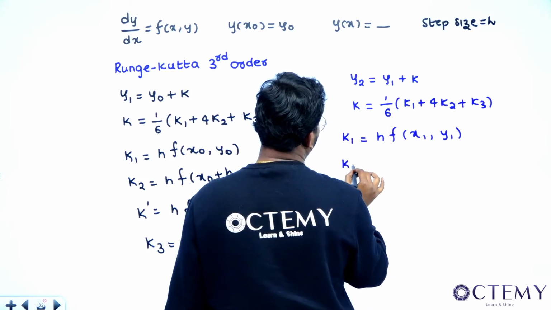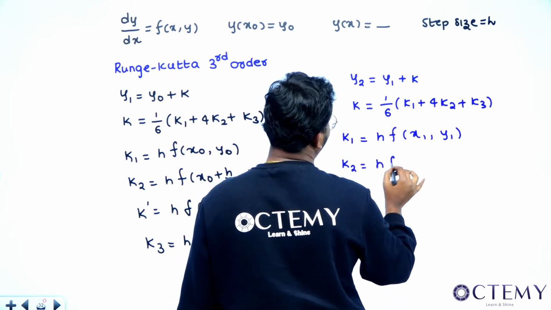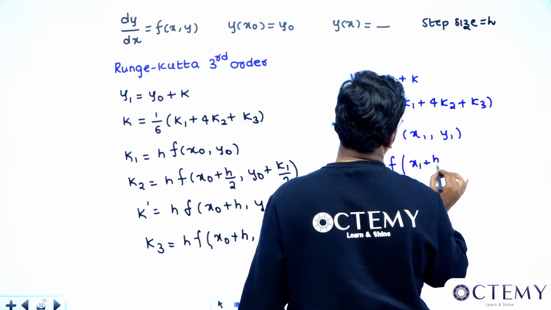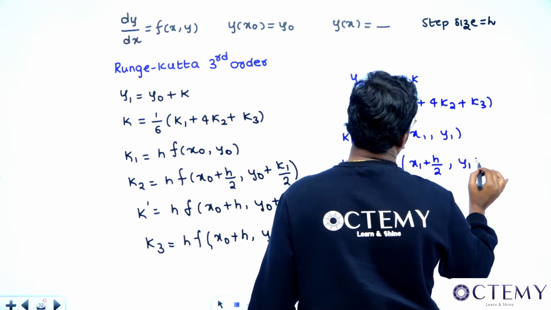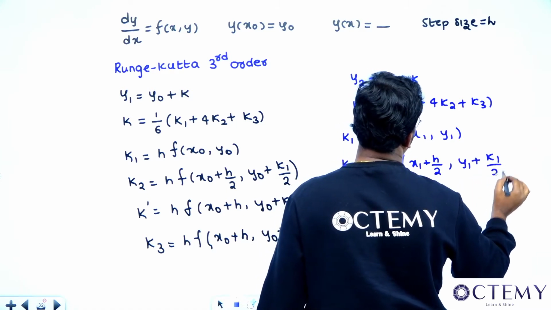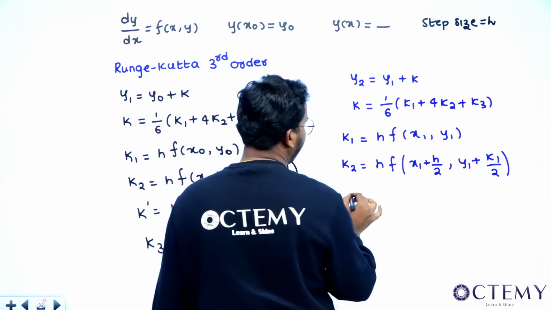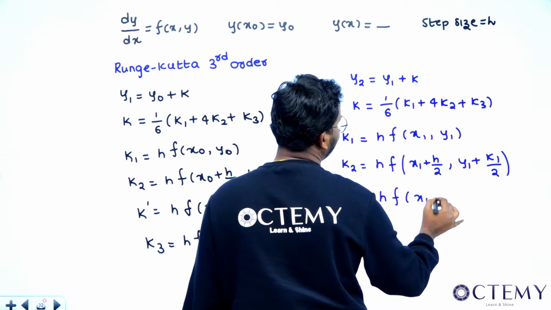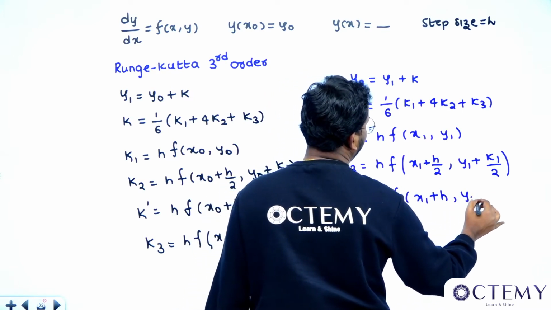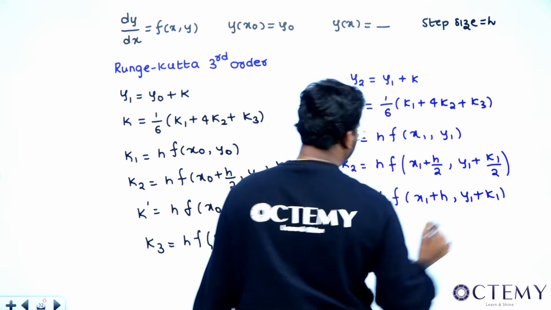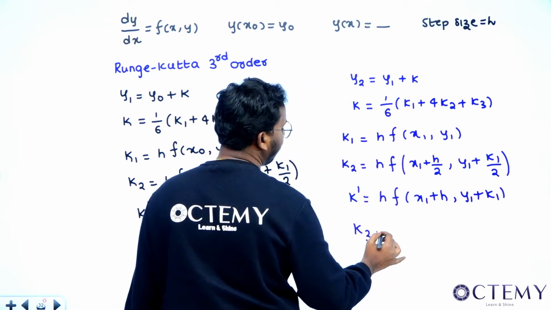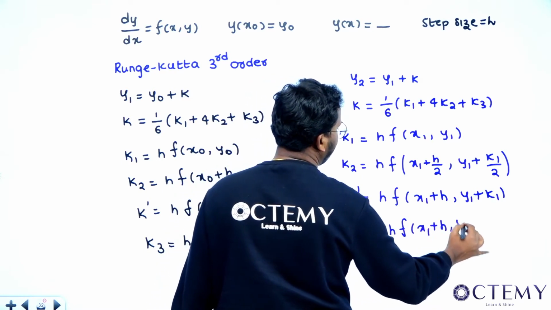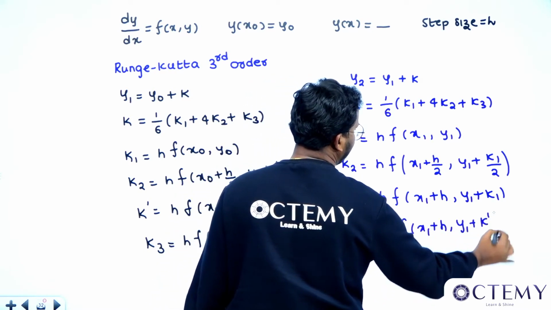And your k2 is what? Your k2 is h times f(x1 plus h by 2, y1 plus k1 by 2). Similarly, your k dash will be h times f(x1 plus h, y1 plus k1). Similarly, your k3 will be h times f(x1 plus h, y1 plus k dash), right?